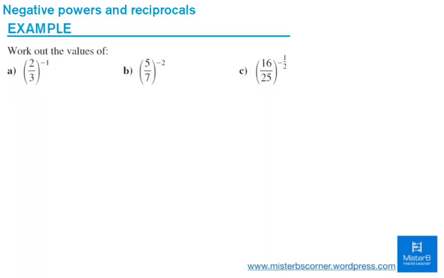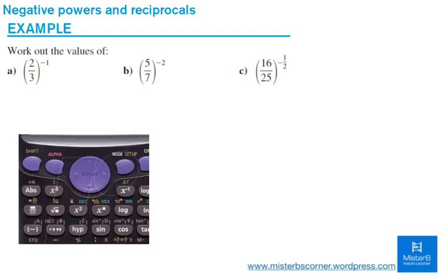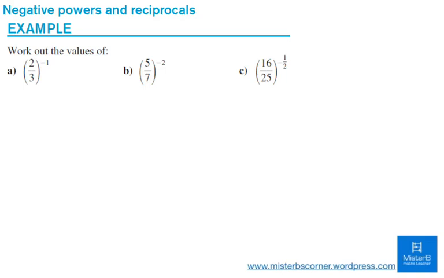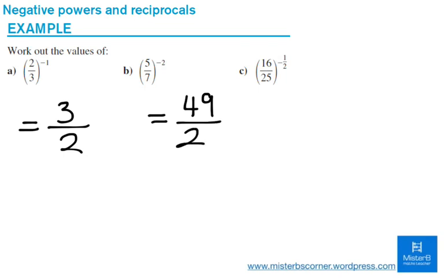In these questions you can use the fraction button and the power button to write these down in your calculator, and you will basically find when you do so, that's going to be 3 over 2, that's going to be 49 over 25, and the third one will be 5 over 4.